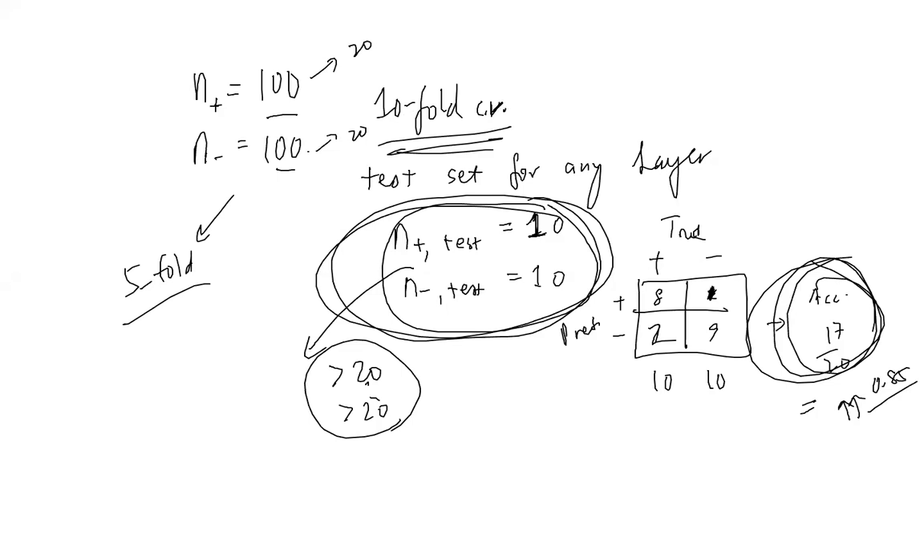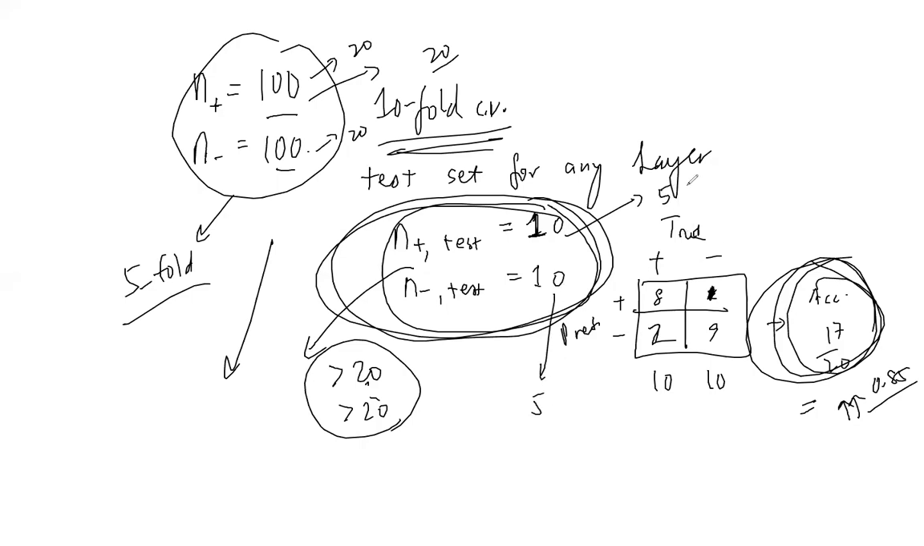Some people can even do 20-fold, you know. But there's no point, right? Let's say you do 20-fold here. What will happen? One fold is what? 5, right? 5 only. So you get a contingency table like this. I don't think you can estimate sensitivity, specificity, or even your accuracy to any reliable degree. So basically, if you set the fold too high, it is also useless. Okay.